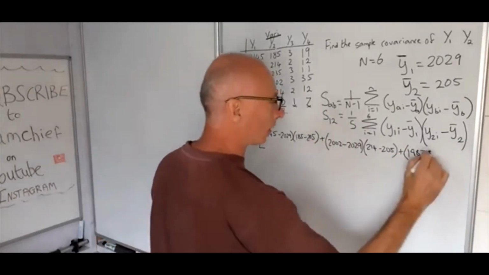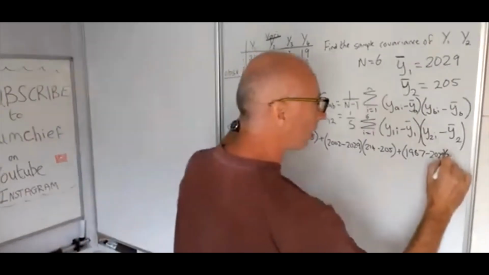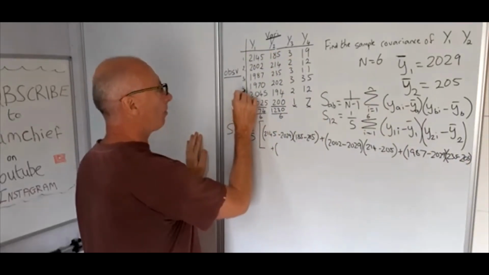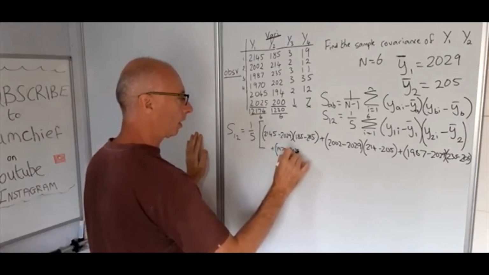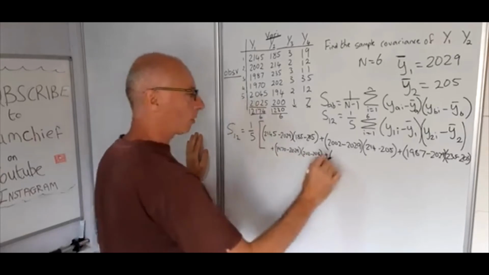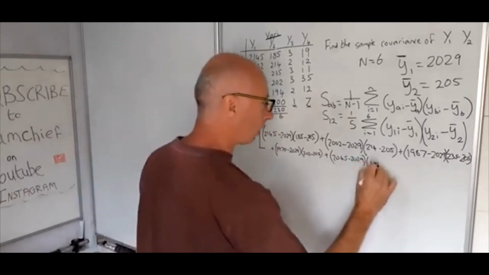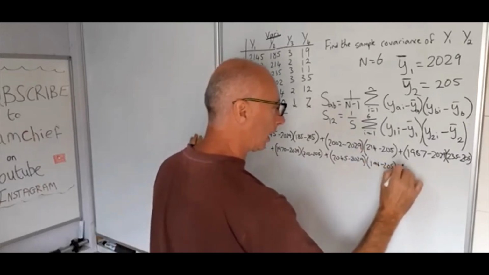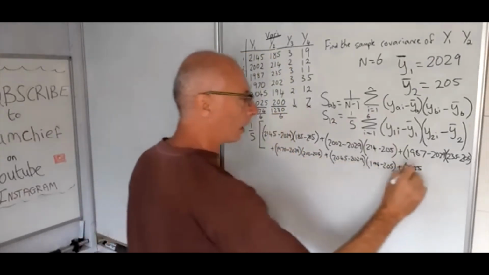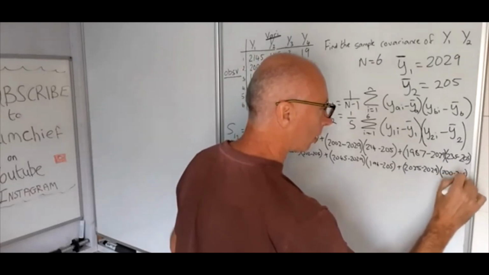Then add that with the next one, number 3: 1987 minus 2029, and multiply that by 235 minus 205. We're going to continue here. Fourth one: 1970 minus 2029, times 202 minus 205. And the next observation: 2045 minus 2029, again the average, multiplied by 194 minus 205. Then add that on to the last observation, which is 2025 minus 2029, and then the last one is 200 minus 205, and then big bracket.